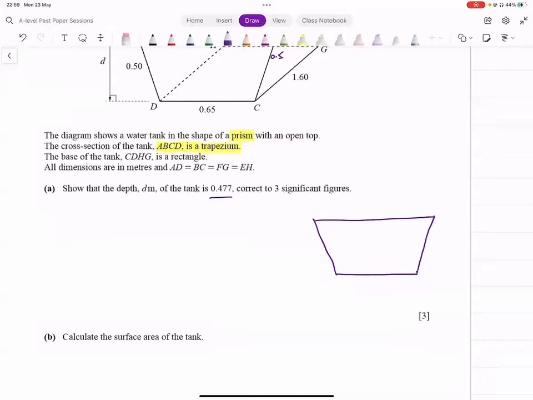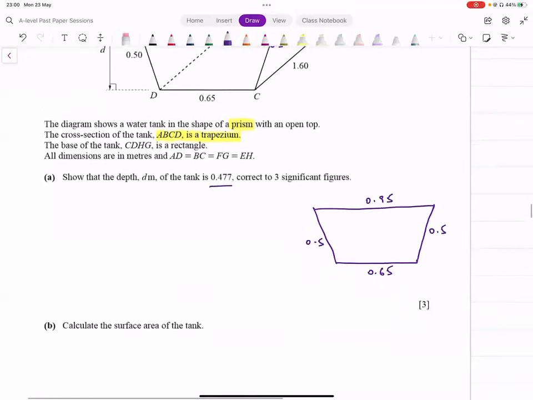This is the trapezium. We know that this is 0.5, this is 0.5, this is 0.65, and this is 0.95. ये उसने सारी lengths आपको बताई हुई. Now, since the sides are equal, what that means is ये जो angles है ना यहाँ पे, if this is x, this is also x, and if this is y, this is also y. Trapezium के angles equal है because आपकी sides जो हैं वो equal है.